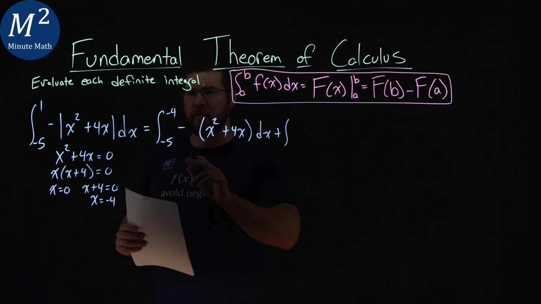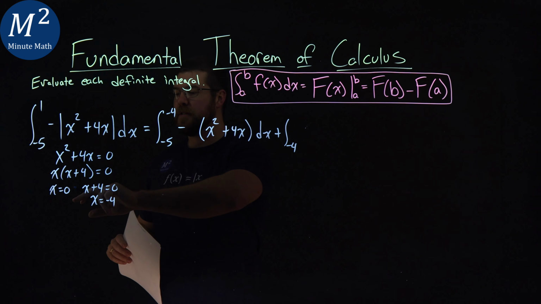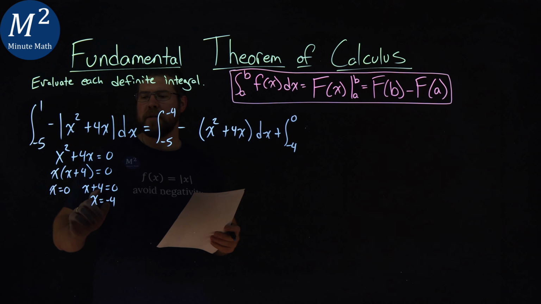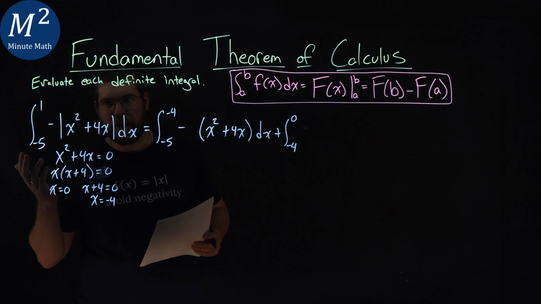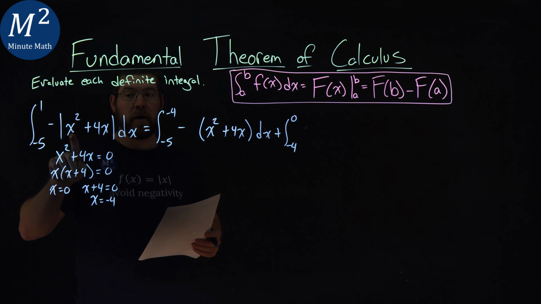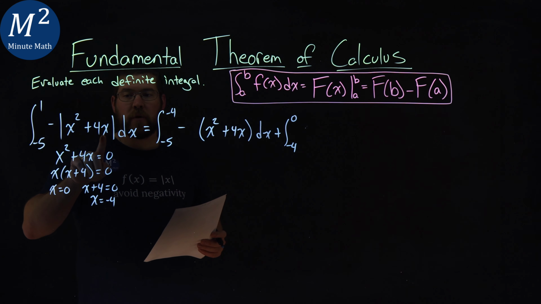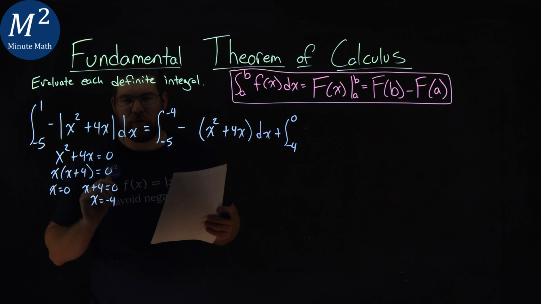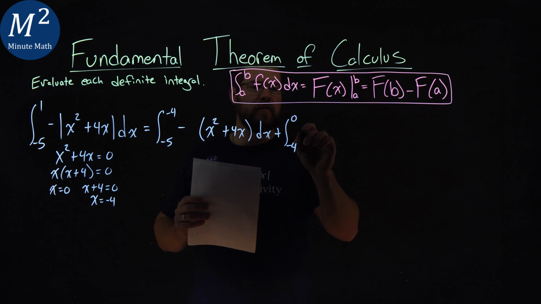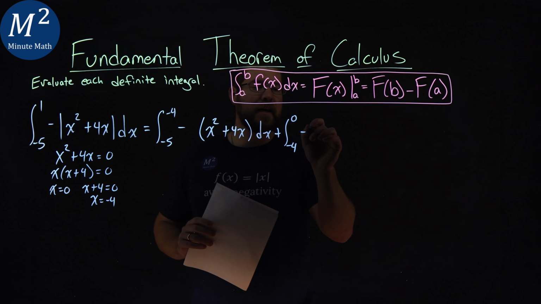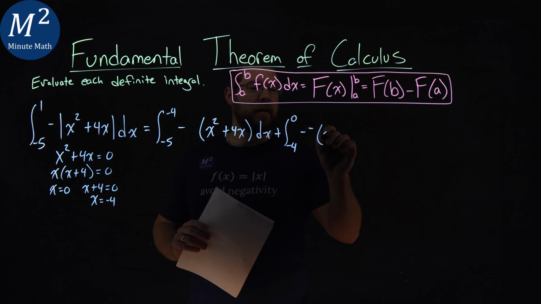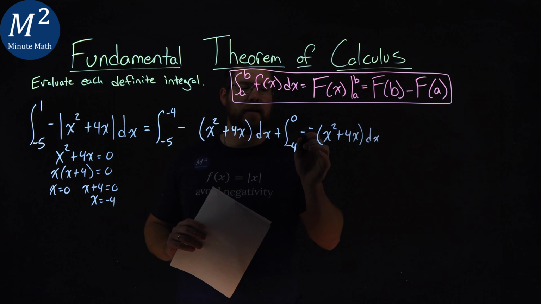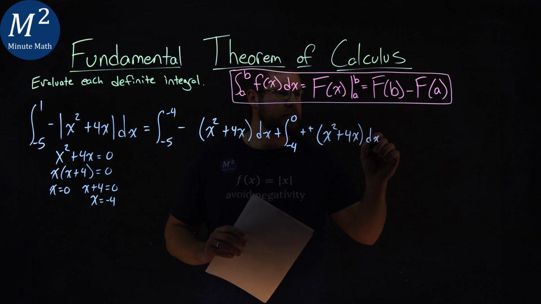Add integral, next area is negative 4 to 0. Same thing applies. Between negative 4 and 0, what happens? Let's plug in a negative 1, let's say. Negative 1 squared is a positive number, but 4 times negative 1 is a negative. We have a negative inside of this absolute value. So what we're going to do is, we have the negative, it's already out there, we need to put a second negative, and then we still have the x squared plus 4x dx. And hopefully you can see negative, negative makes it a positive.